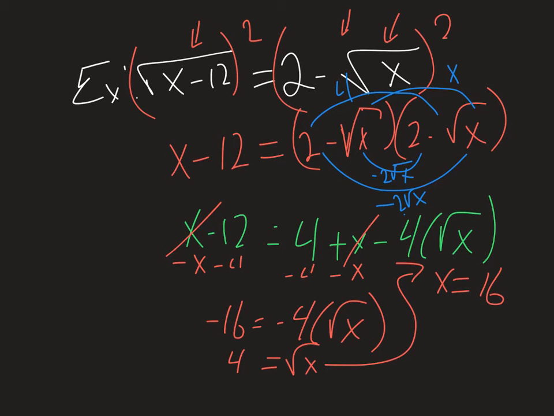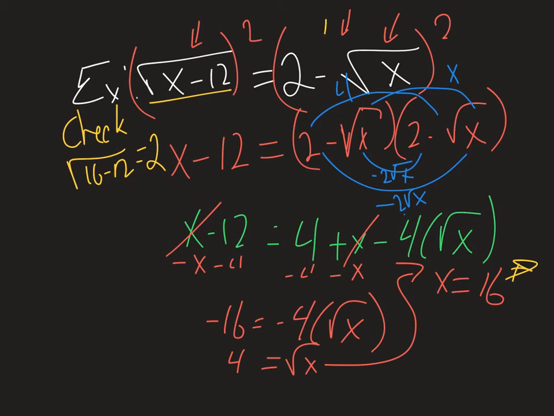Now again, we have to check this solution. And once we've done that and we verify that it does indeed work, then we know x equals 16 is a solution. So let's check it over here. We want to know about the square root of 16 minus 12. That'd be the left side here. Well, this would be 16 minus 12 is 4. Square root of 4 is 2.